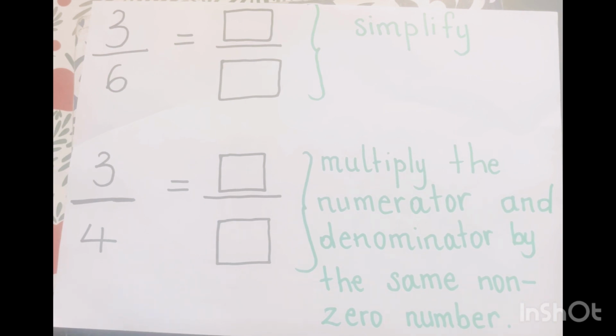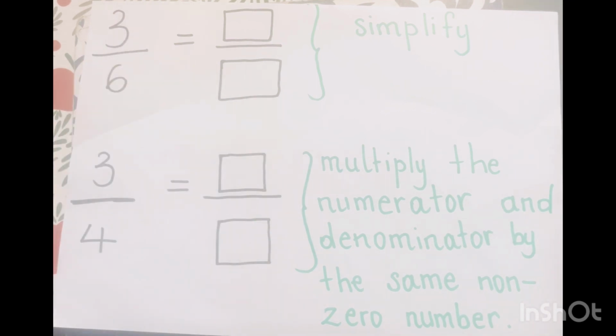So now here we have 3 over 6. We have 3 over 4. So same equivalent fraction, but we're going to use 2 different methods to solve these equivalent fractions. Now notice we don't even have any hint or anything to find out what the answer is. But what we do know is that we can simplify one and we can use another method to answer the other. So let's start with simplifying.